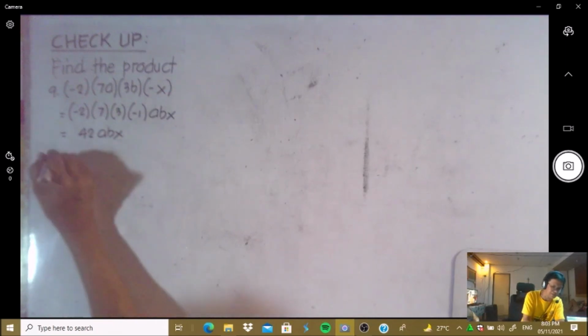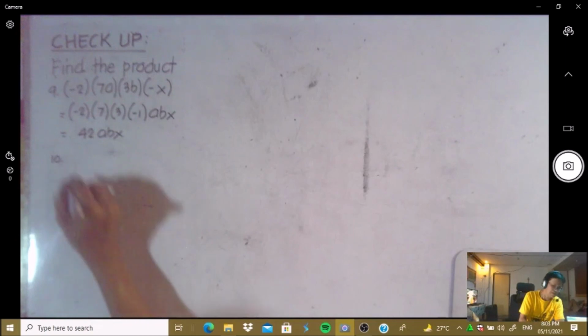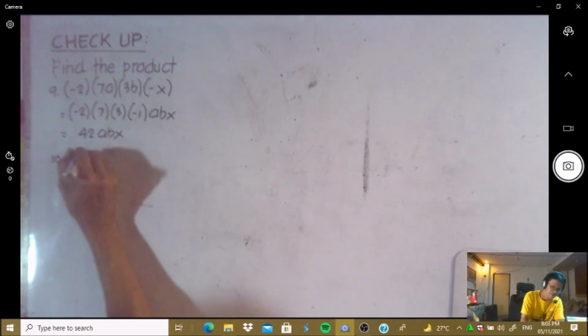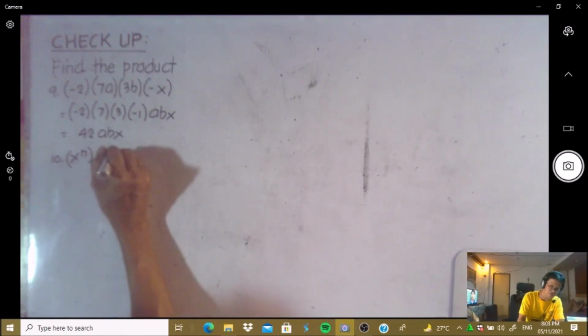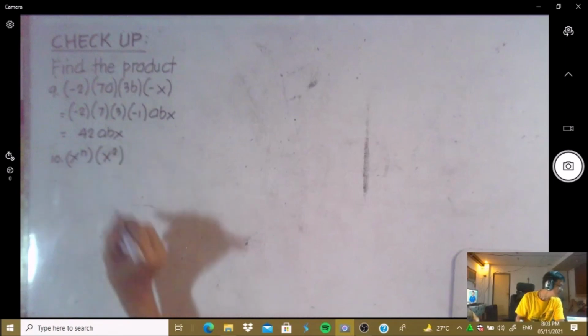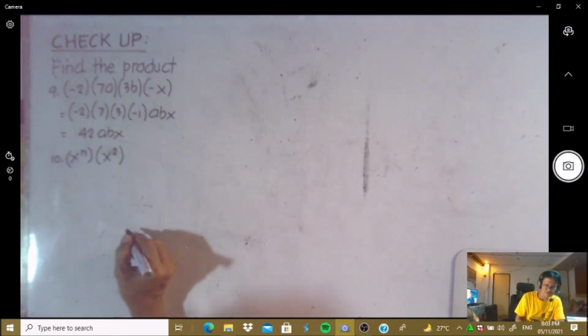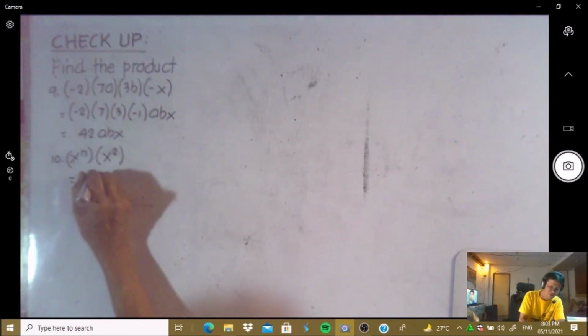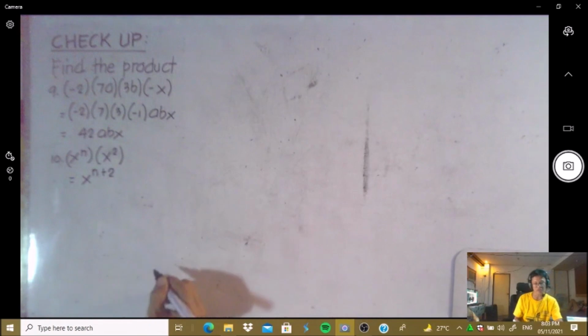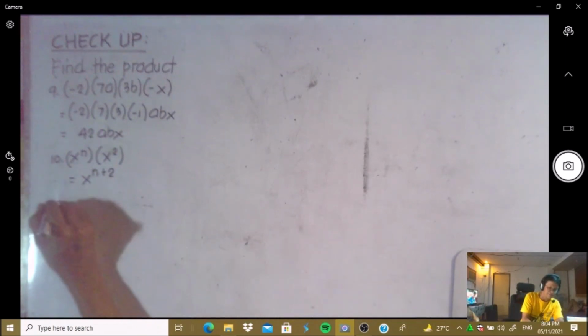Okay, for number 10, we have x raised to n, then x squared. So that is just equal to x raised to n, then let us add 2. So the solution is to add the exponent, and that is already our answer.